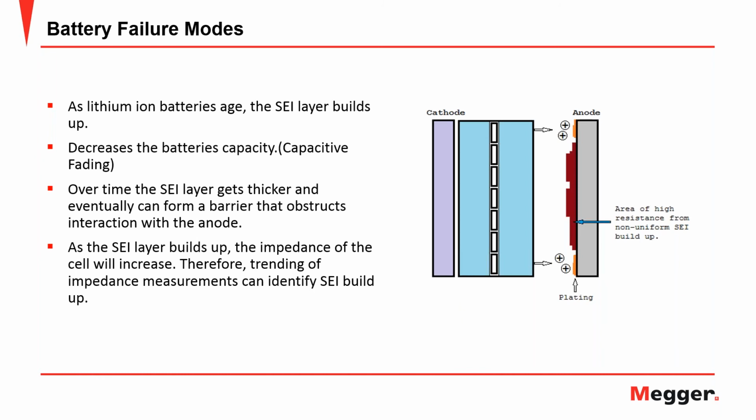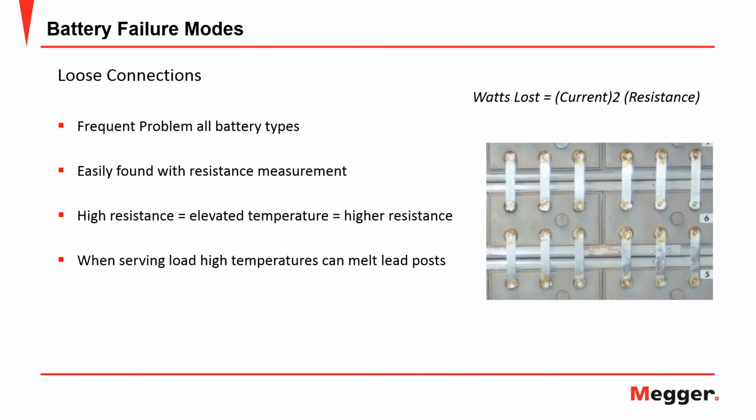Loose connections. This is probably the most common thing you're going to see, and it applies to every type of battery. This refers to your intercell connections or straps. If you think about it, the strap is like a very tiny resistor, and it gets a voltage drop across it. If you have a bad connection, the resistance goes up and the voltage drop increases. Across your string, as it happens, it builds up.